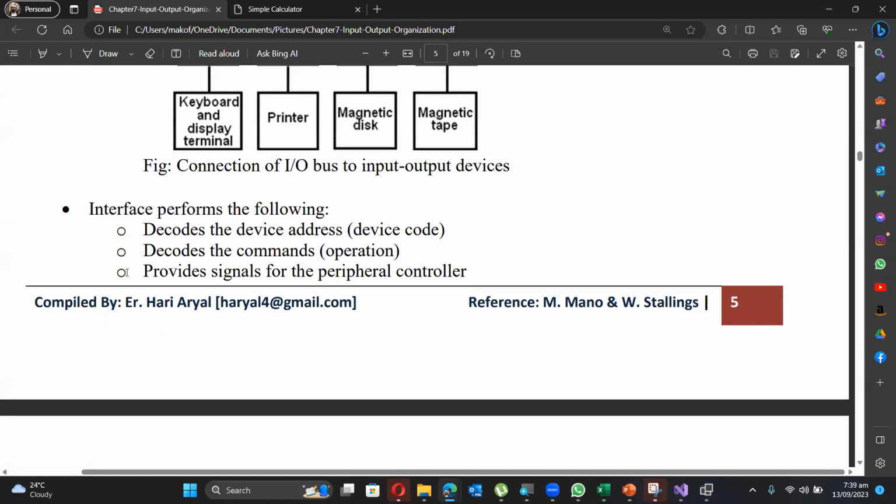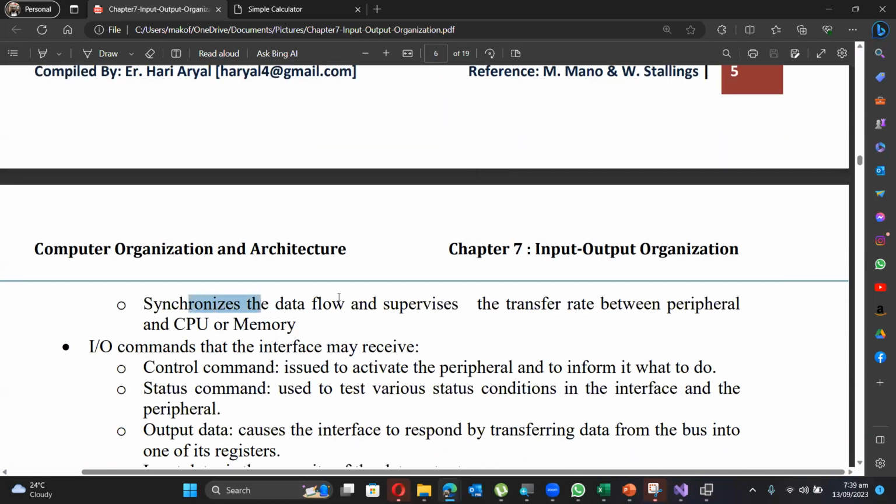They do decoding. This point here, it decodes the device address, decodes the commands, provides signals for the peripheral controller, and then it synchronizes the data flow and supervises the transfer rate between peripheral and CPU or memory. So it is the job of these interfaces to handle all of that communication of devices as this computer is being used.